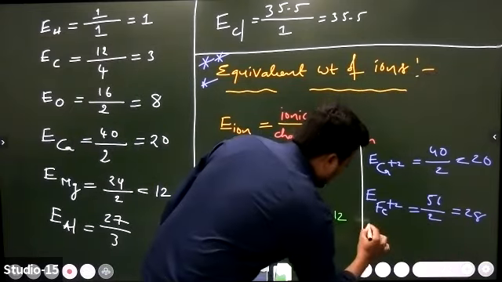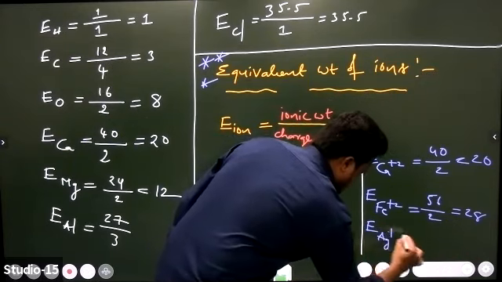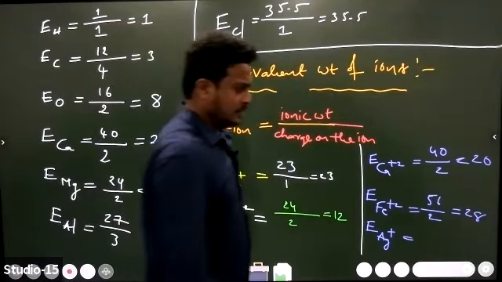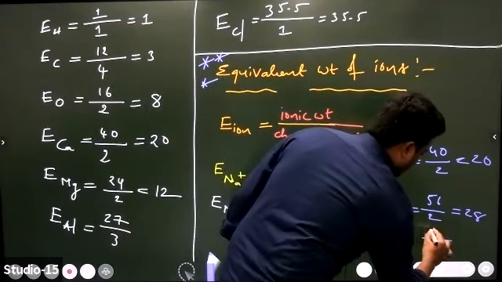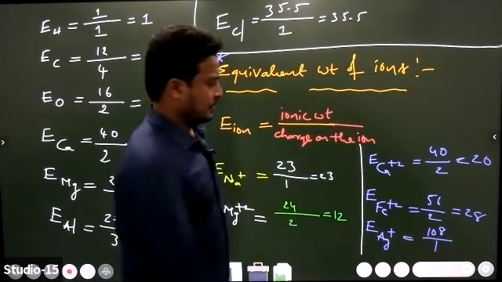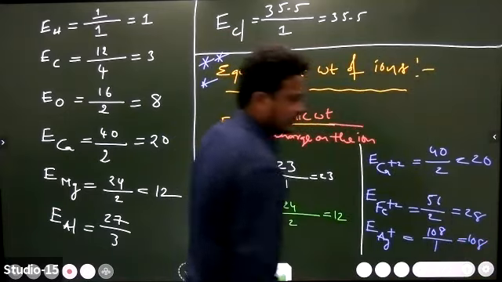28. Now tell me the equivalent weight of silver, Ag plus. Actually, atomic or ionic mass of silver is the same. That is equal to 108 by charge on the ion equal to 1. So 108 by 1 equal to 108. Copy up to here.